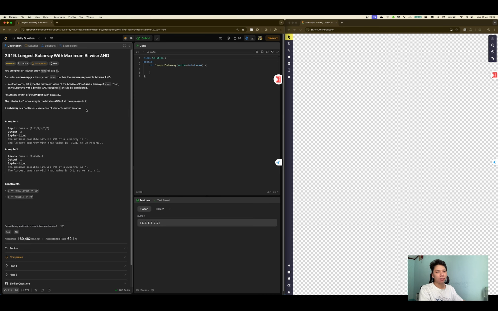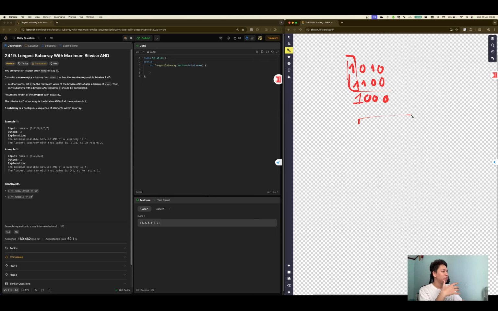Let's think about this problem. Bitwise AND. First of all, we need to understand that bitwise AND works like this: you AND something with 0, you get 0, but 1 AND 1 together gets 1. That's the only way to get 1.